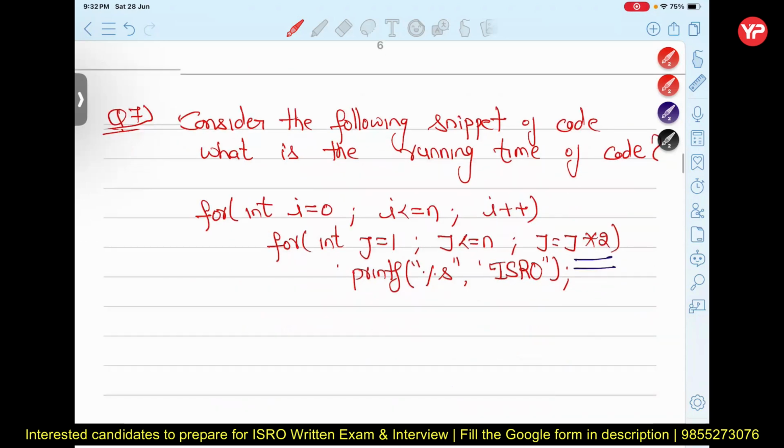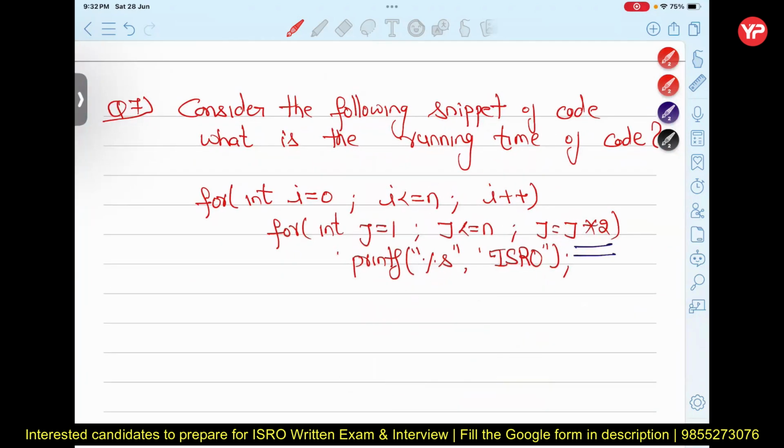Next, consider the following code. What is the running time? It talks about the running time. int i = 0; i < n; i++. Can you just tell me how many times this for loop is going to be executed? So i starts from 0 and i is less than n, and i++. It will take order of n time.